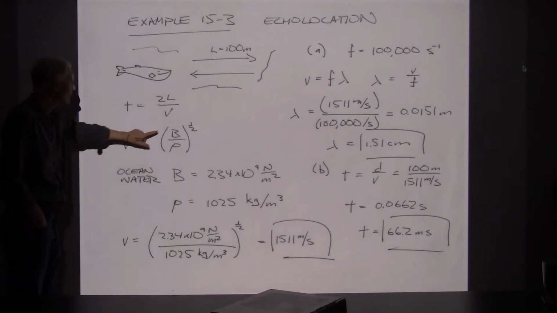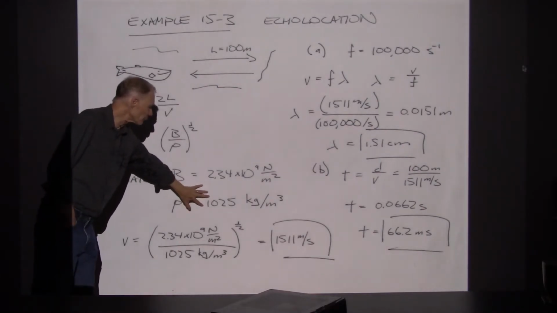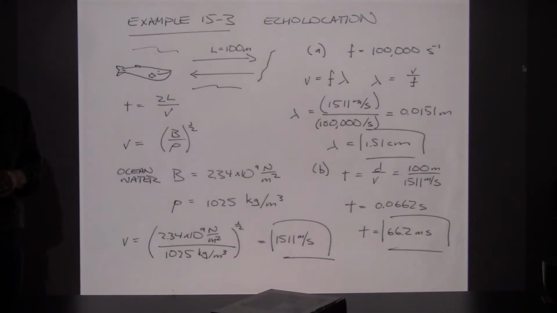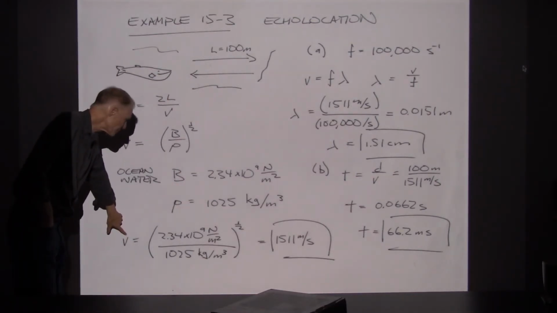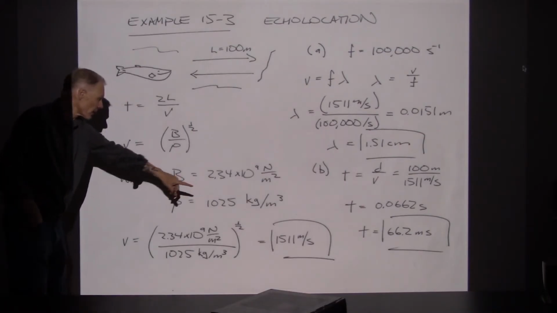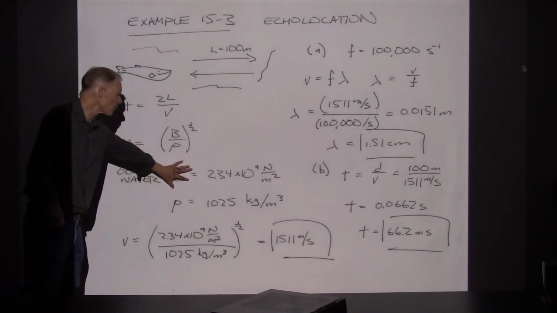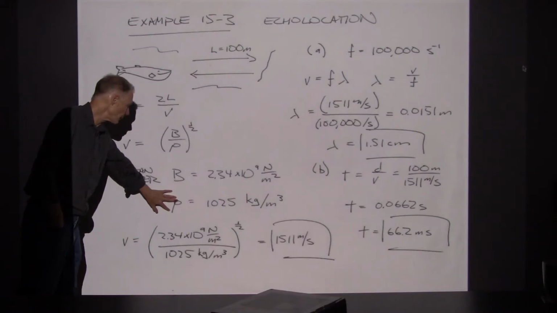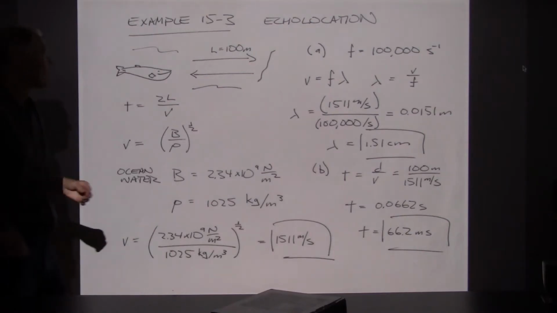Now the speed here is the bulk modulus over the density. This time I'm using a little bit different density. I'm using the density of ocean water that has all those sodium and chlorine ions included. So it's denser. And then I looked up the bulk modulus for ocean water, and it turns out the bulk modulus is larger. The density is larger. Anyway, ended up with 1511 meters per second.